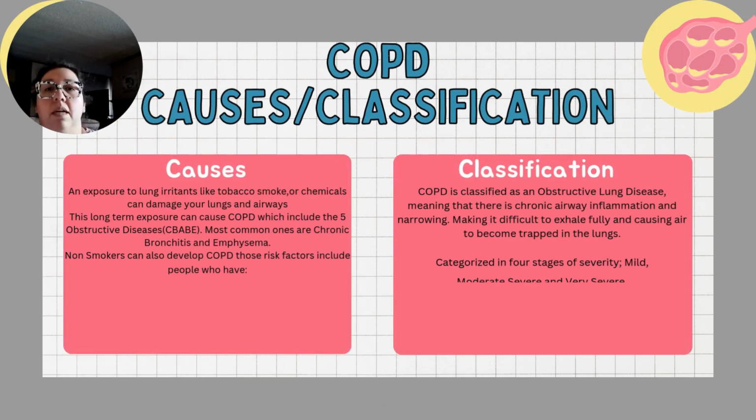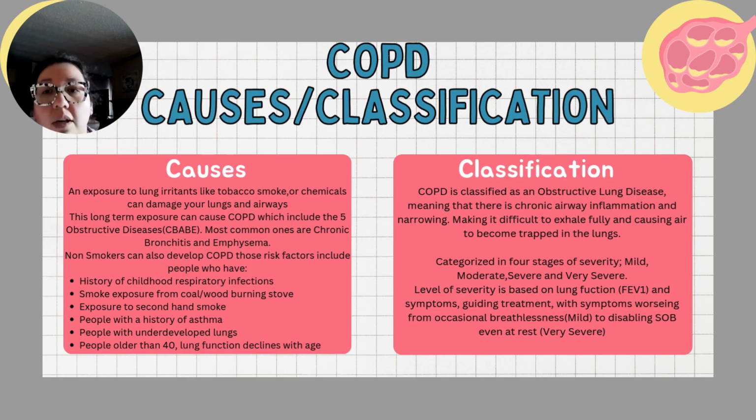Okay, COPD causes and classification. So, causes are an exposure to lung irritants like tobacco smoke or chemicals that can damage your lungs and airways. This long term exposure can cause COPD, which includes the 5 obstructive diseases or CBAPEs. Most common ones are chronic bronchitis and emphysema. These are the ones that a lot of people see.